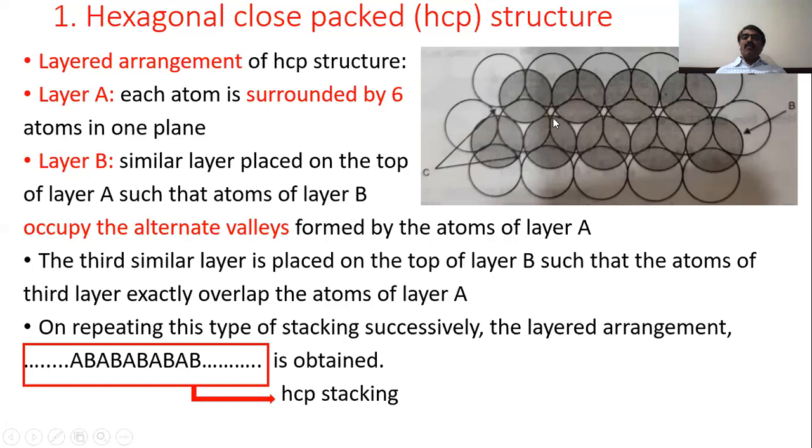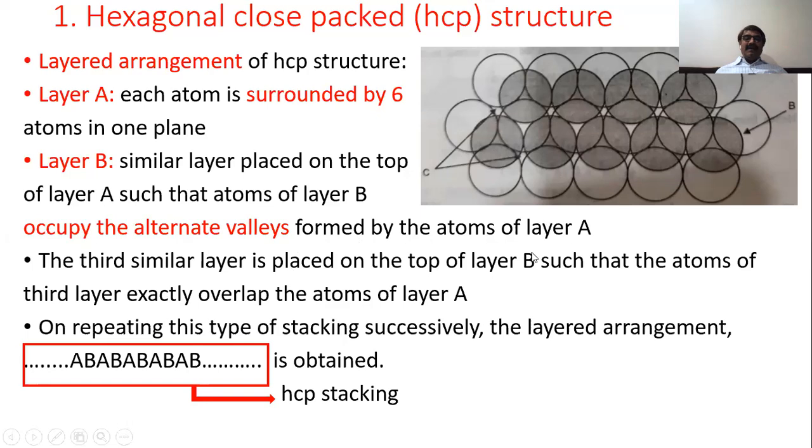This is not an occupied valley. This valley is not occupied by the atom of layer B. So the layer B is arranged or placed on the top of layer A such that atoms of layer B occupy the alternate valleys formed in the layer A, formed by the atoms of layer A.